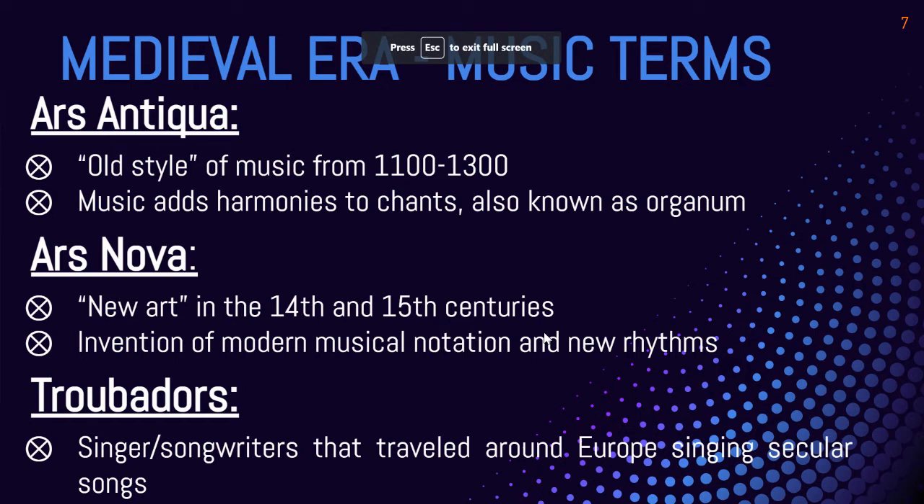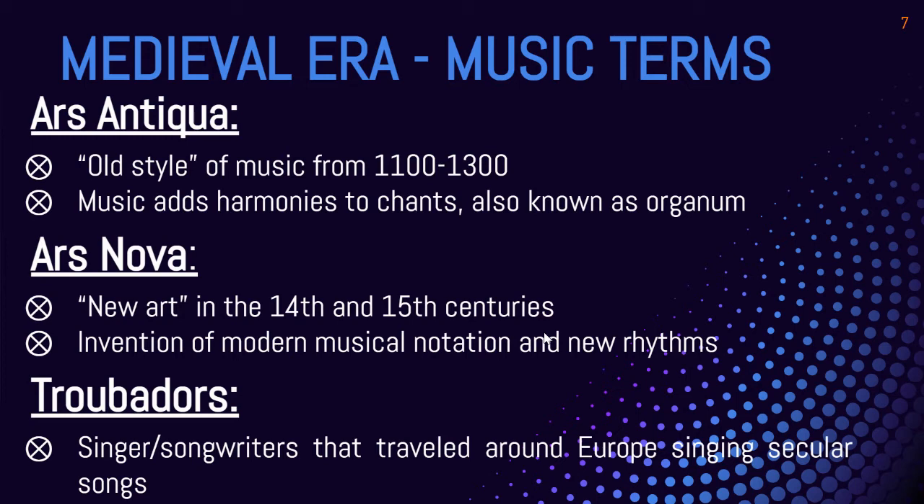All right. These next terms from the medieval era are a little bit easier to understand. I always like to think antiqua, I think of antiques, like something old. Ars antiqua is considered the old style of music from about 1100 to 1300. Music adds harmonies to chants, also known as organum, which is what we just talked about. That was the old style. Ars Antiqua.